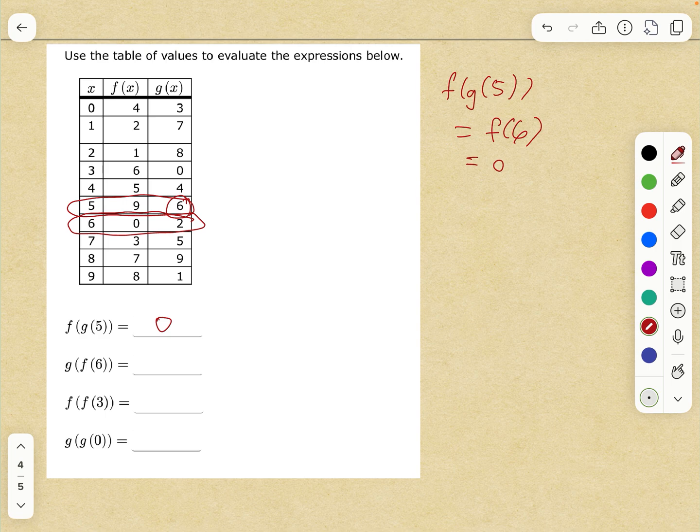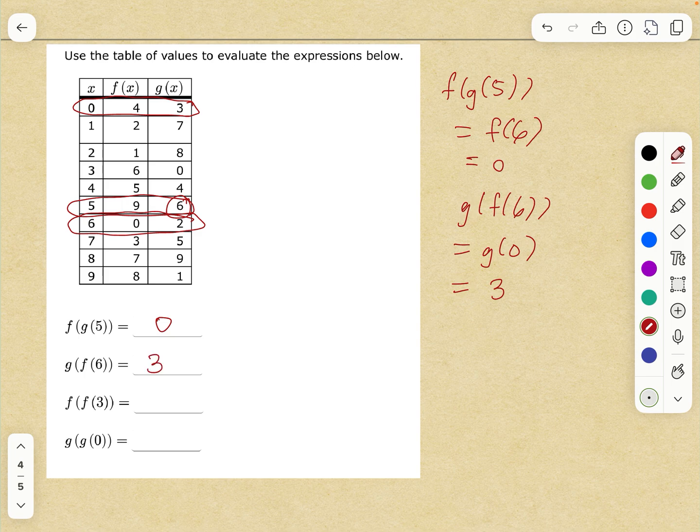Now to find g of f of 6, well, I know that f of 6 is 0, so g of f of 6 is equal to g of 0. Now to find g of 0, I look at this first row. It says when x is 0, then g of x is 3. So g of 0 is 3.